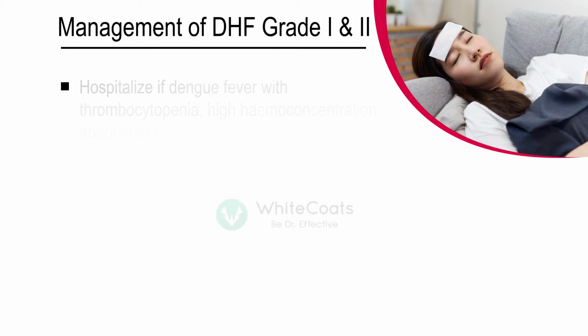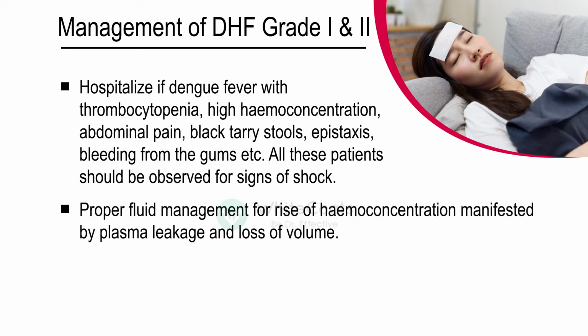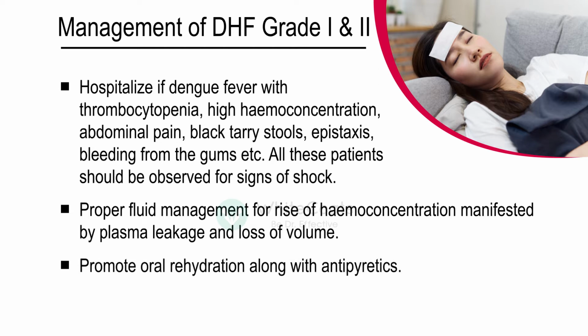Any person who has dengue fever with thrombocytopenia, high hematocrit concentration and presence of abdominal pain, black tarry stools, epistaxis, bleeding from the gums, etc., needs to be hospitalized. All these patients should be observed for signs of shock. Rise of hematocrit indicates plasma leakage and loss of volume, for which proper fluid management plays an important role. Oral rehydration should be given along with antipyretics like paracetamol, sponging, etc.